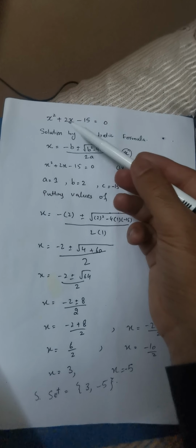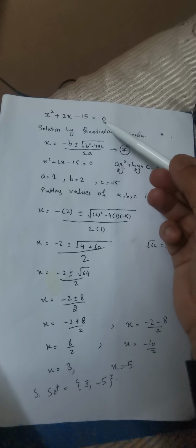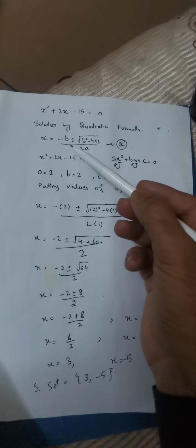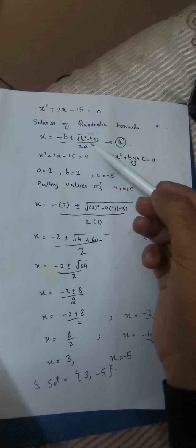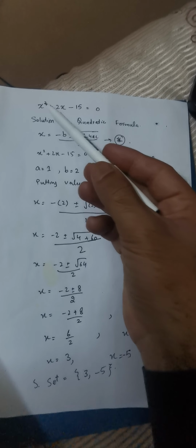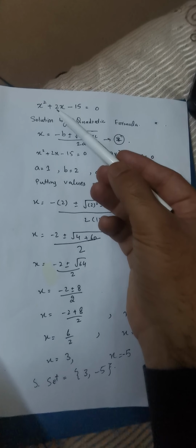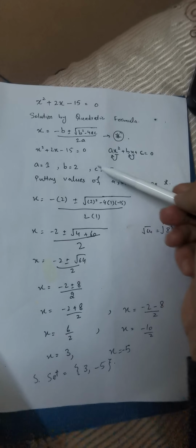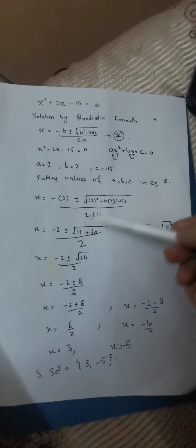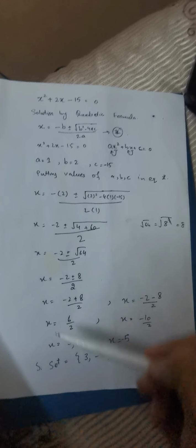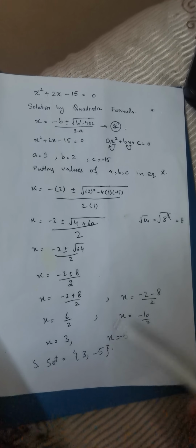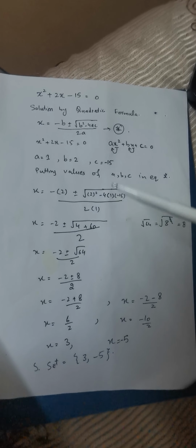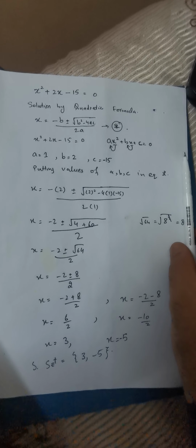So for this equation x square plus 2x minus 15 equals 0, we found the roots by the quadratic formula. The quadratic formula which we used was minus b plus minus under root b square minus 4ac divided by 2a. The a value was the coefficient of x square, the b value was the coefficient of x, and the constant term minus 15 in this case was the value of c. We put these values in this equation and we got the solutions 3 and minus 5. This was the solution of a quadratic equation by the quadratic formula. This was a method of solving a quadratic equation.